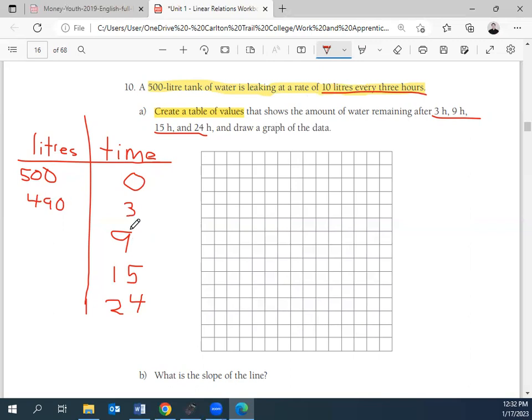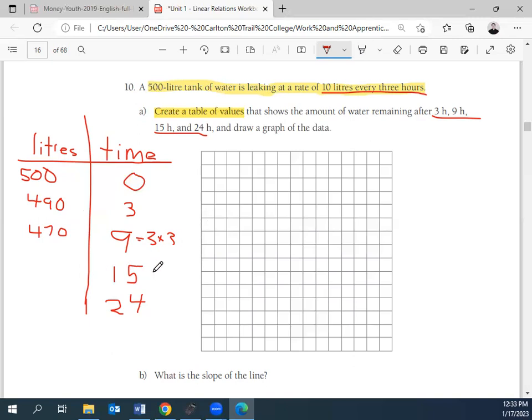And then over here for the time, so we get to 9 hours. How many liters have I lost over 9 hours? 30, right? Because it's every 3 hours, I lose 10. So this is just 3 threes, right? So I've lost 30 liters here, which means I'm at 470. I take that 500, subtract that 30. That's where I get 470 from.